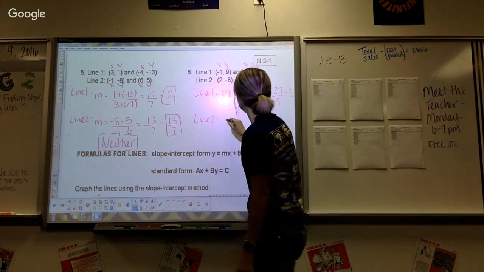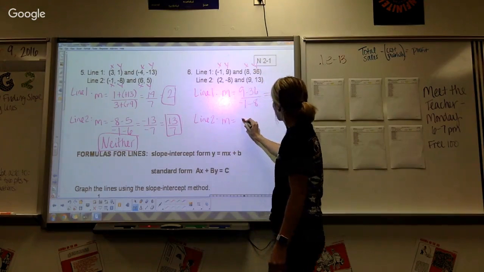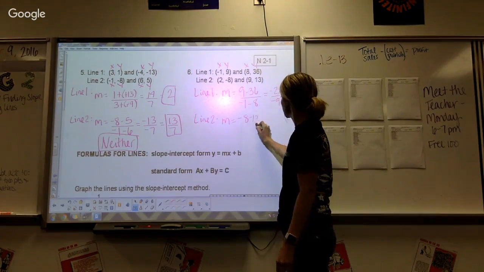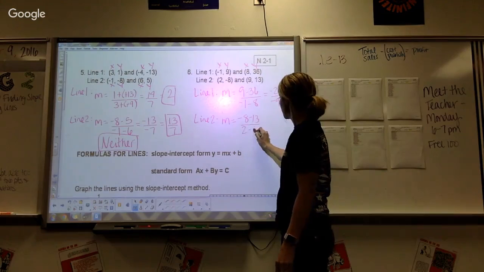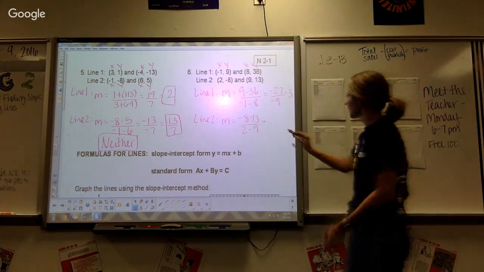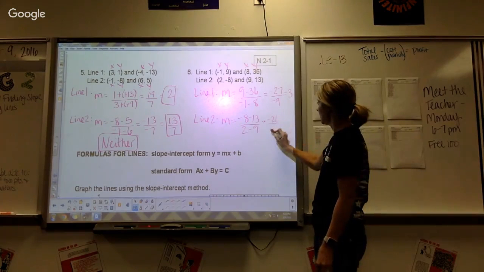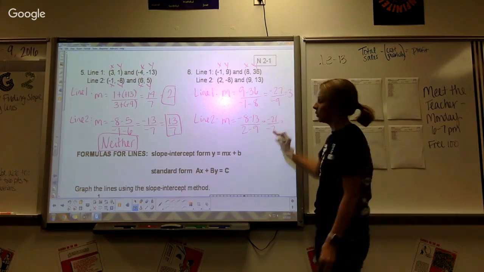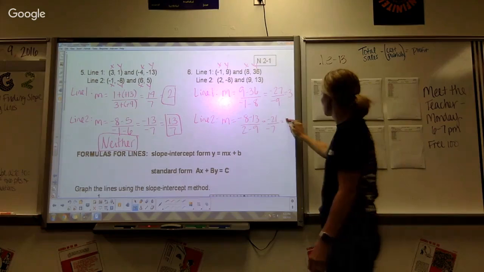Line 2, we have negative 8 minus 13 over 2 minus 9. So that would be negative 21 on top over a negative 7. When you divide that, that would equal 3.